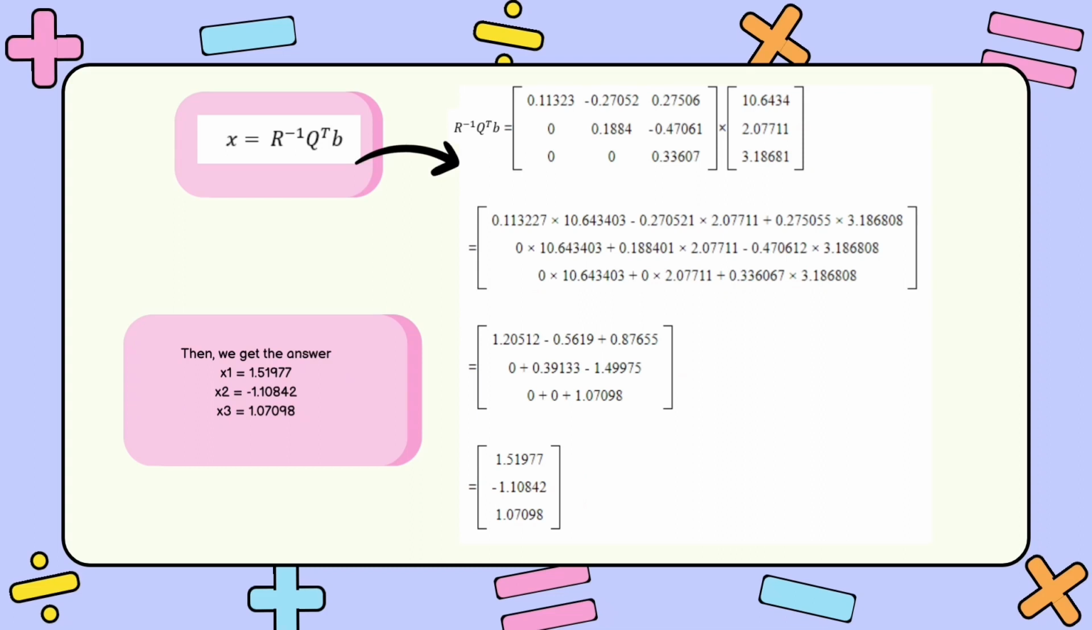After that, we already have the inverse of R, and we already know Q transpose B. So we substitute all the matrices that we found and perform the calculation to get the answer for x. After multiplying the inverse of R by Q transpose and matrix B, we get the answer: x1 is equal to 1.51977, x2 is equal to negative 1.10842, and the last one, x3, is equal to 1.07098. So that's the answer.